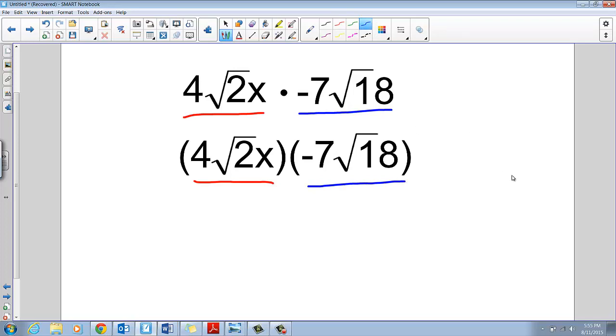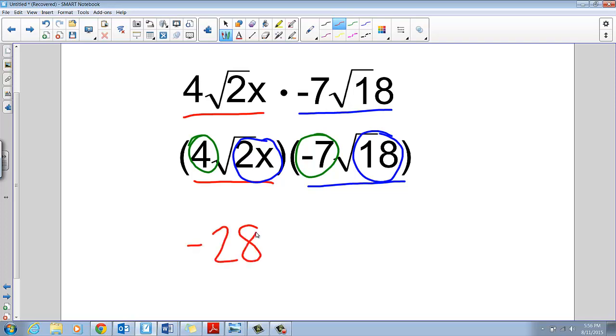So when we are multiplying these, we like to say that the numbers on the outside go together while the numbers on the inside go together. In this case, green with green, blue with blue. So 4 times negative 7 results in negative 28 on the outside, and it is being multiplied, so we leave that multiplied by the square root. And then 2x times 18 would leave me with 36x.